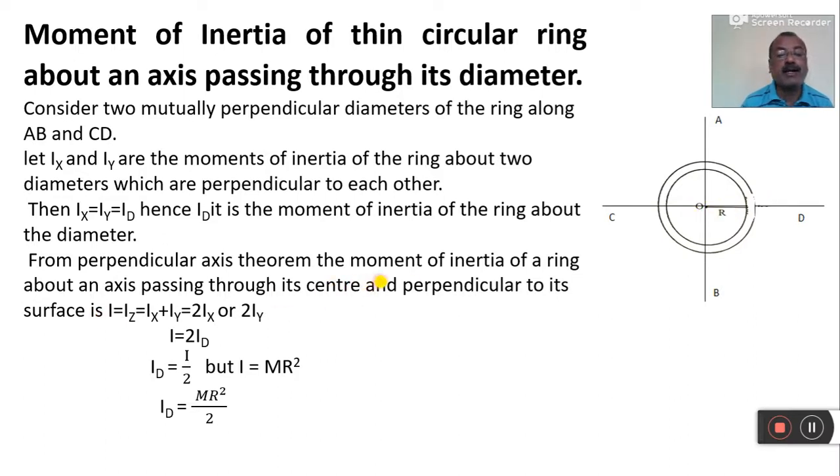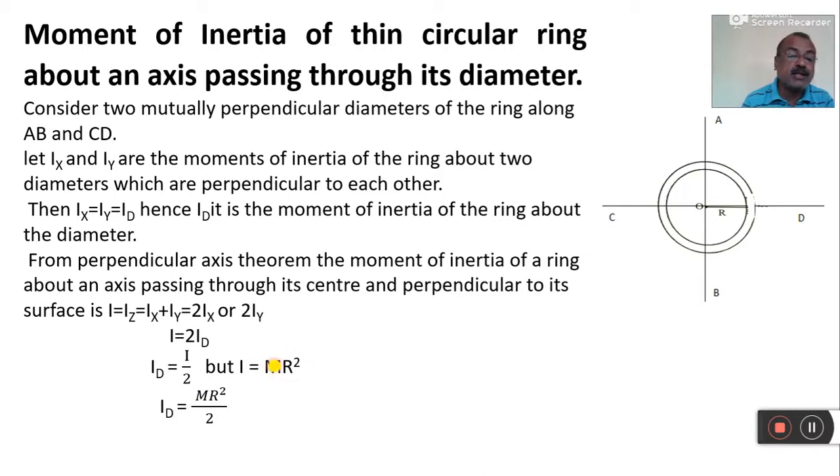From the perpendicular axis theorem, the moment of inertia of a ring about an axis passing through its center and perpendicular to its plane is I is equal to Iz. The moment of inertia about the z axis is the sum of the moments of inertia along the x axis and the y axis. That is, we can write 2 into the moment of inertia along the x axis or the y axis. That is, I is equal to 2 Id, where Id is equal to I by 2, but I is equal to m r squared.